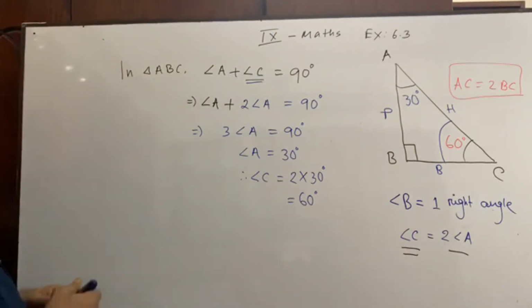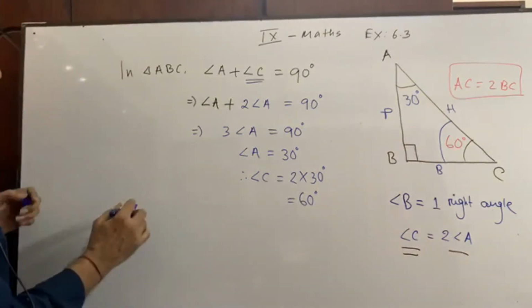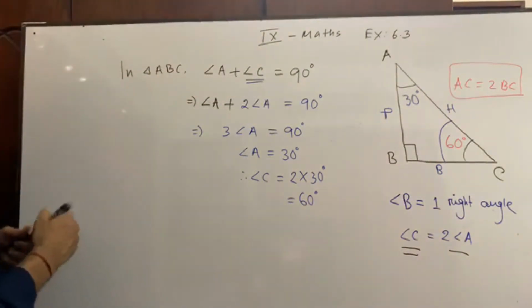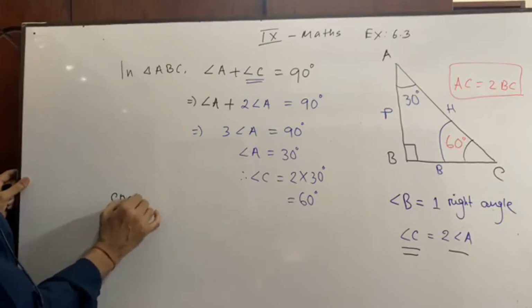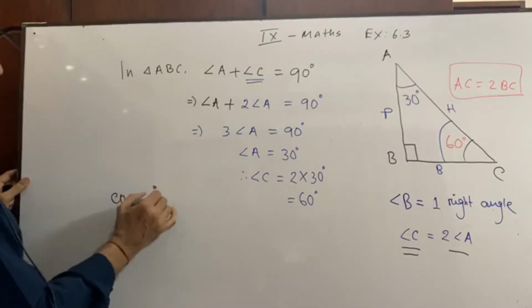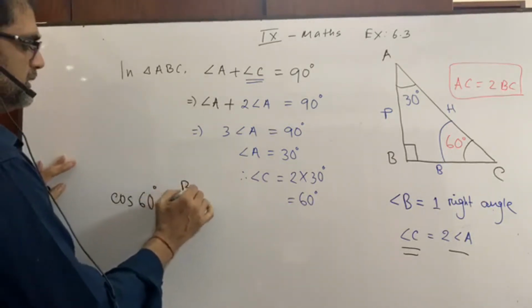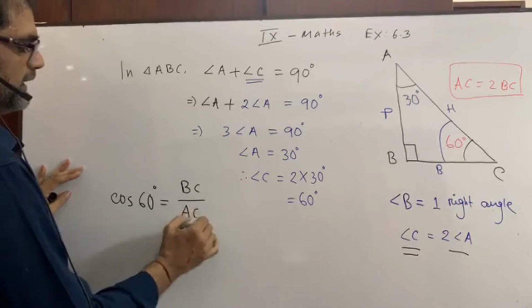Yes, we know cosine. Cosine equals to what? Base by hypotenuse. Now we can write here, please write down cosine 60 degree is equal to base by hypotenuse. What is base? BC is base. What is the hypotenuse? AC is the hypotenuse.